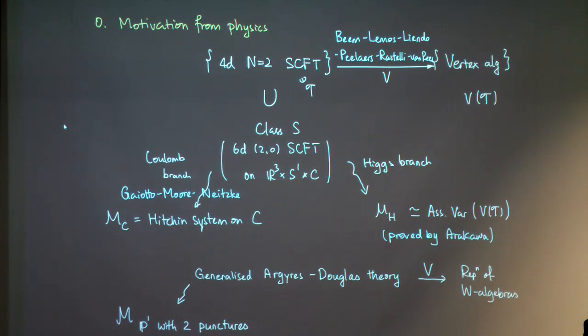For the purpose of this talk, we're going to be interested in a still more particular kind of theory, called generalized Argyres-Douglas theory. In this case, the Riemann surface which comes up is just P1 with two punctures. And on the other side, we'll be looking at the vertex algebras which are W-algebras. So this is the setting we'll be interested in.